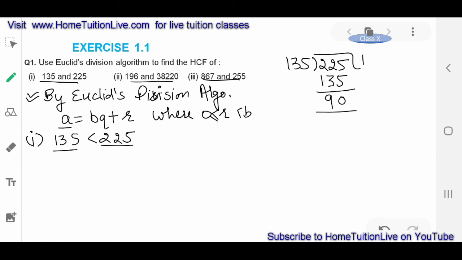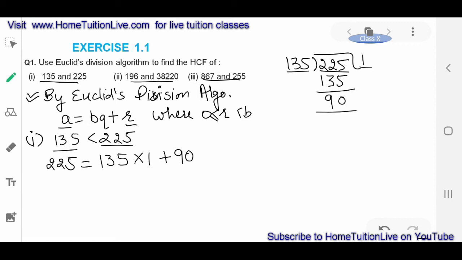Okay, so now we represent this here by Euclid's division lemma. A is our dividend, that is 225. 135 is B, that is our divisor. Q is our quotient, that is 1. Remainder is 90. Now we will divide it further until we get the HCF, or until we find the remainder as 0.